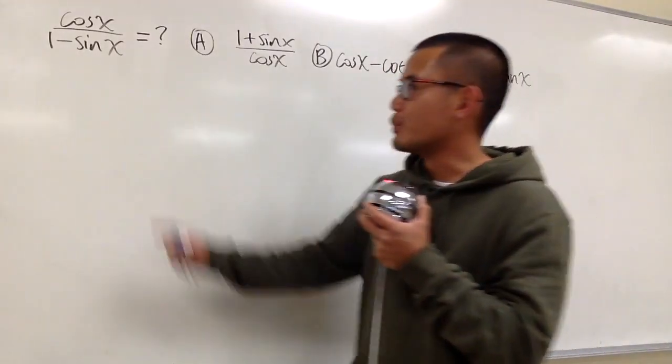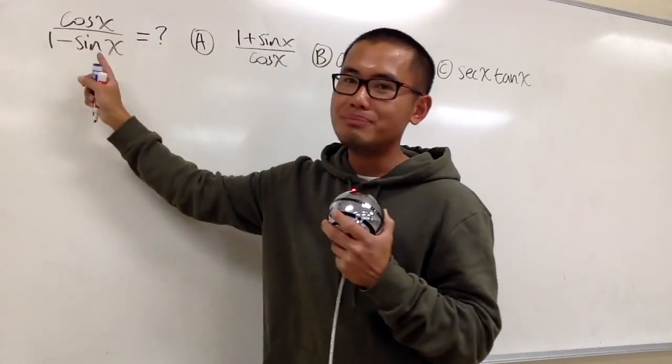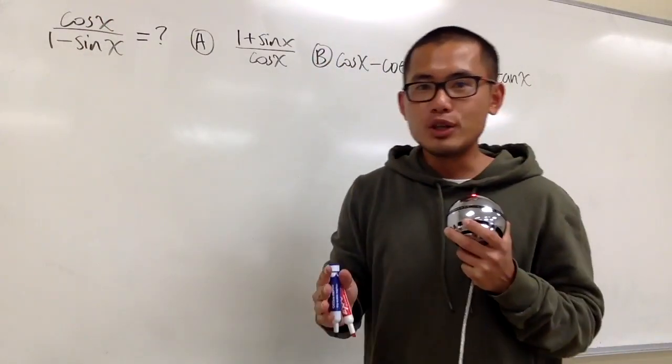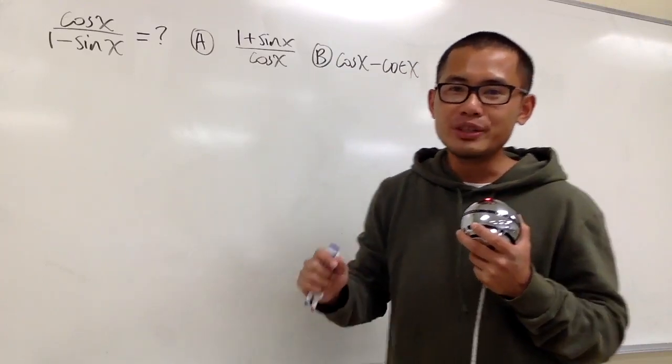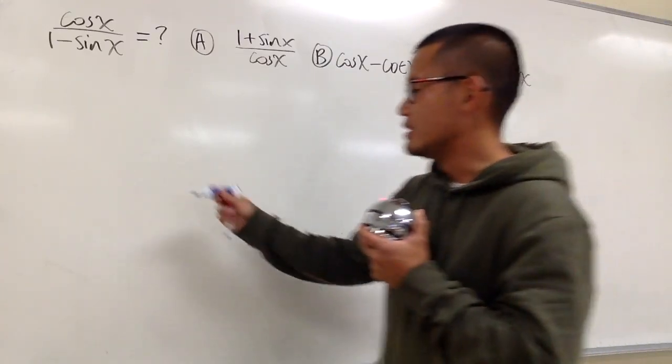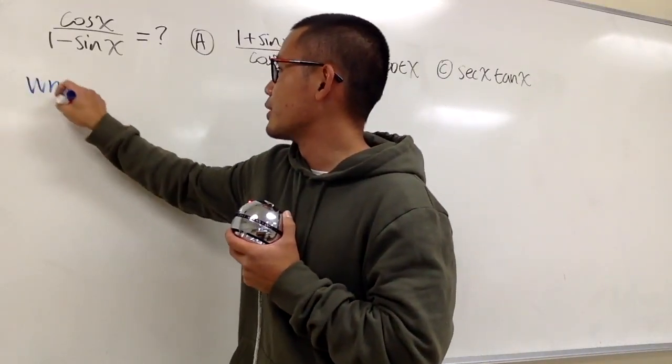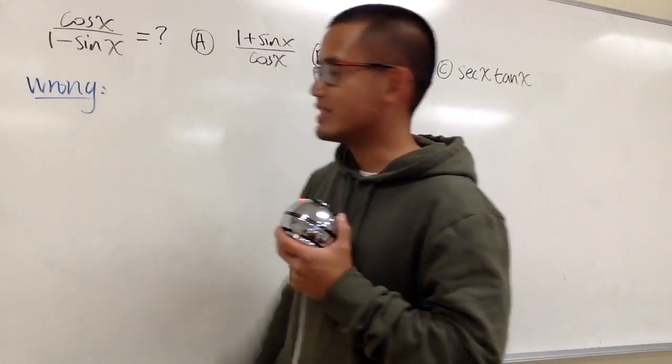Let's talk about this one. We have cosine x over 1 minus sine x. However, before I show you the right way to do this, let me show you a common mistake. So this is just going to be incorrect, right? This is a wrong way to do it.